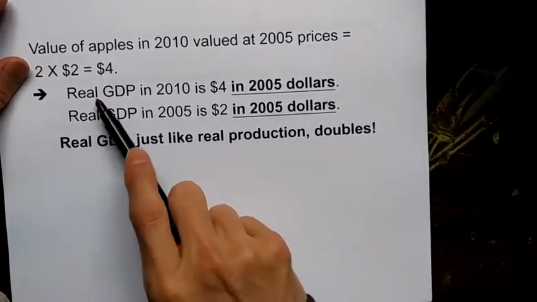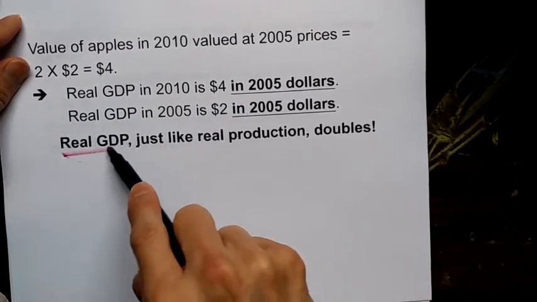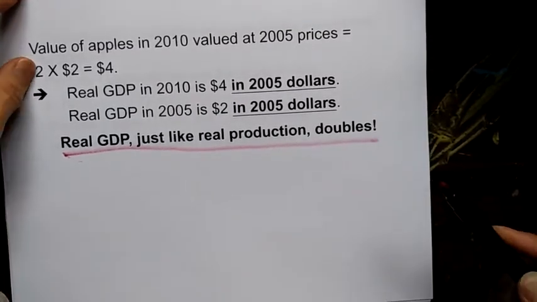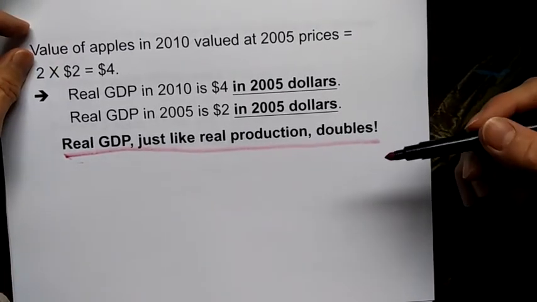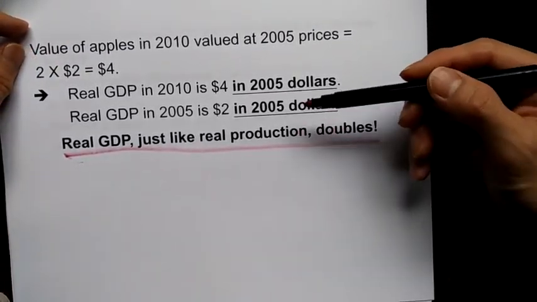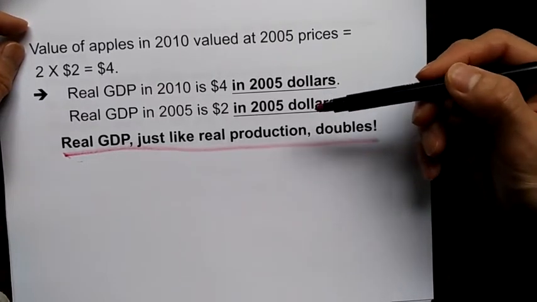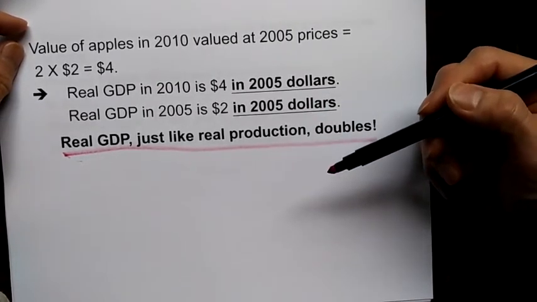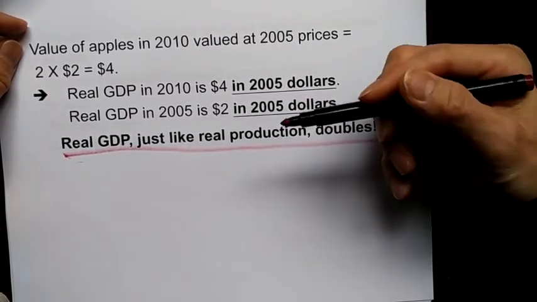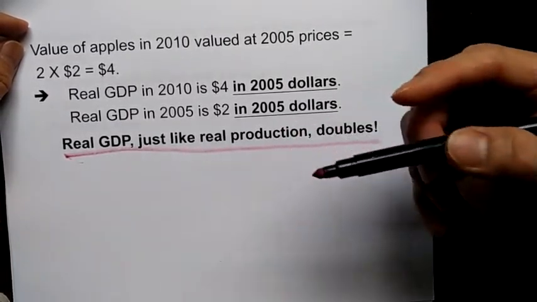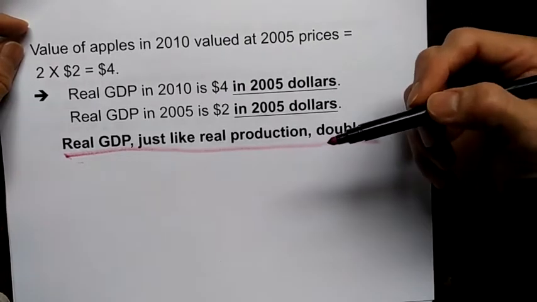So if you calculate real GDP that way, real GDP doubles, just like the real production. Therefore, in sum, how can we calculate real GDP? Well, we fixed the price. Assume that the price doesn't change because we don't want the price to change the number.